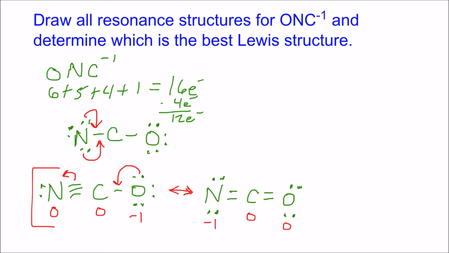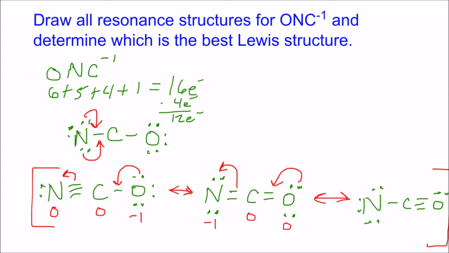Alright, we could do another resonance structure by taking another pair of electrons and shifting them here, which means you would have 2, 4, 6, 8, 10 electrons around carbon, which means you need to shift more electrons off of carbon. Okay, so if you do that, you'll end up with a structure that looks like this. Okay, and then let's do the formal charge.